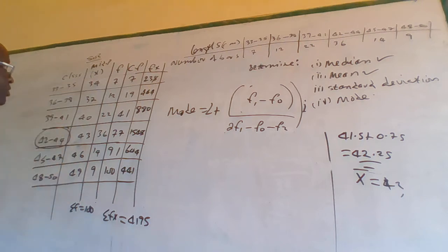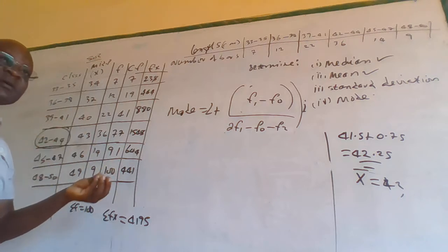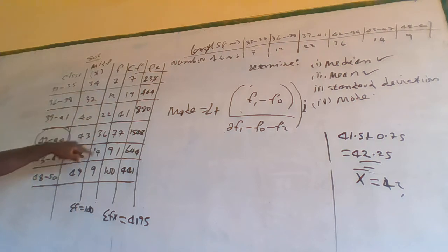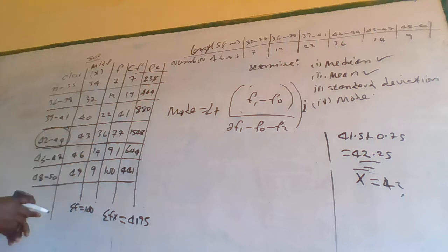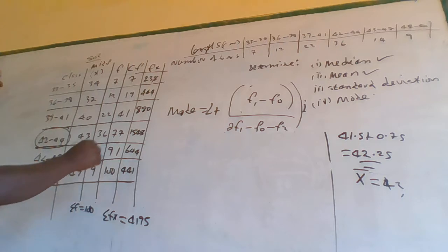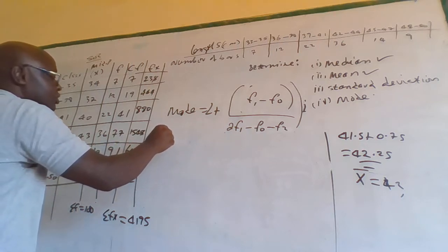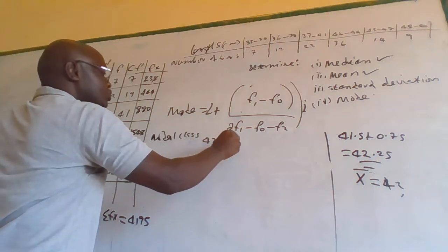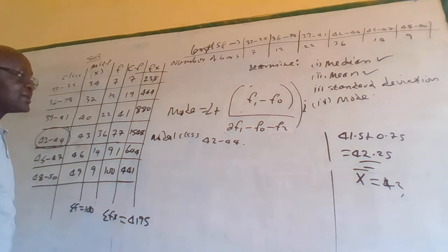Now for us to identify the modal class, of course we shall use the frequency interval to identify the class where we have the highest number of items. For example, this is 7, this is 12, 22. So the highest is 36 here. This is the highest number of students. Therefore, 42 to 44 will be our modal class. That is our modal class.